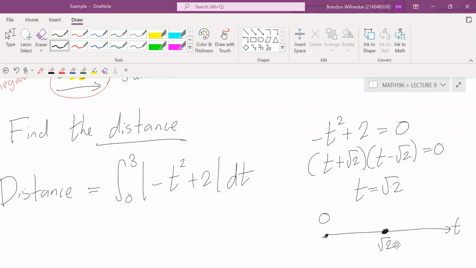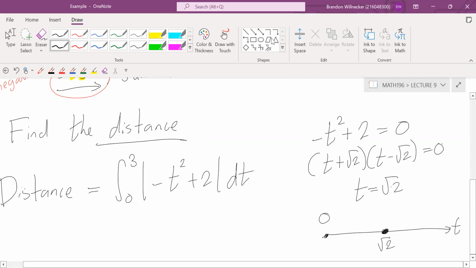Can you please re-explain number 1? Sure, I'll get to that now. Let me just finish this part with the absolute value and then we can go back there.